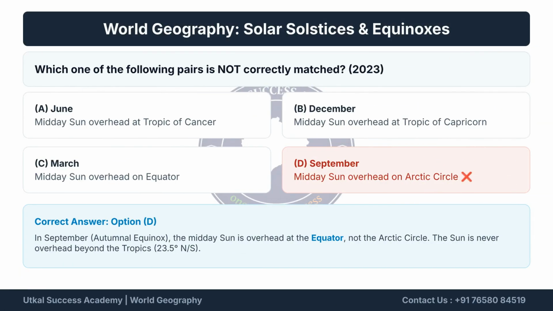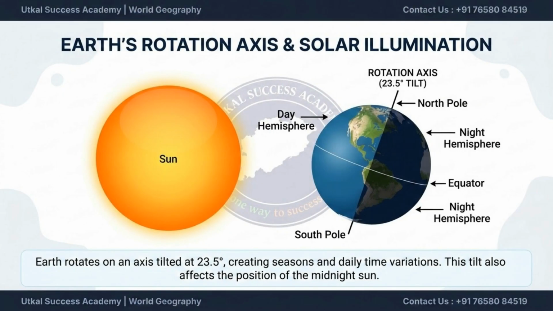Now moving to an important concept in world geography. This question is based on solstices and equinoxes. In June, the sun is overhead at the Tropic of Cancer, while in December, it is overhead at the Tropic of Capricorn. During the March and September equinoxes, the midday sun is overhead at the equator, which makes option D the incorrect pair.